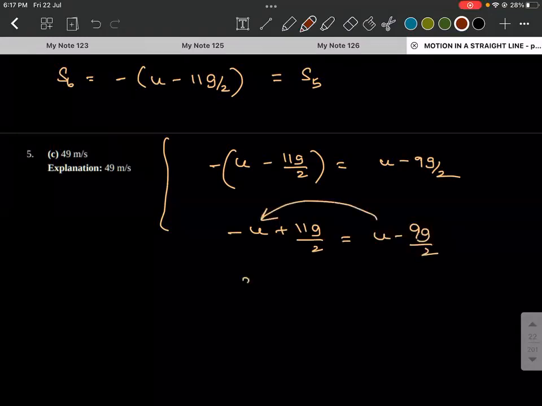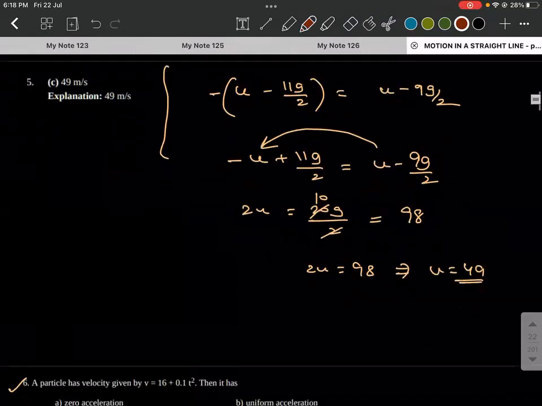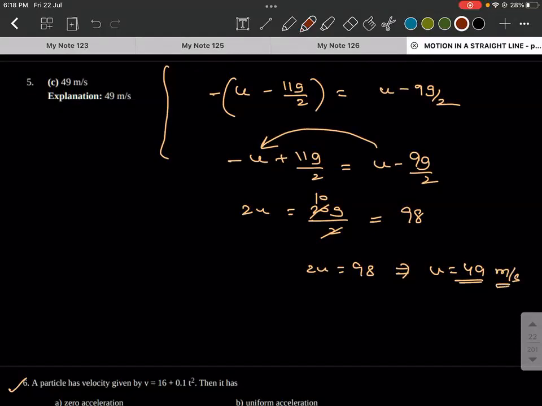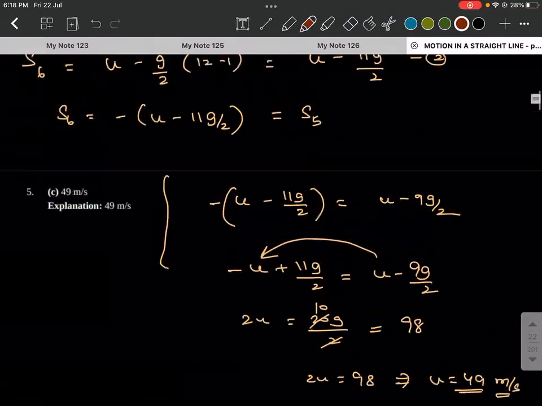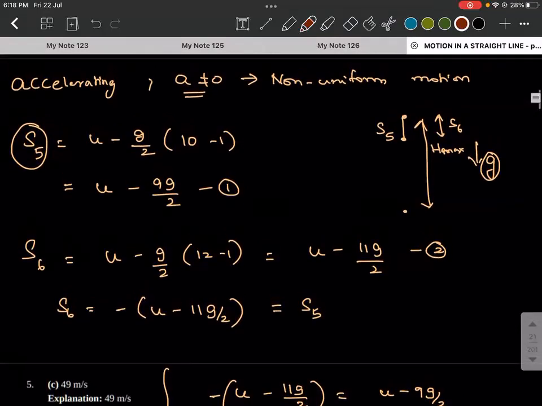So minus U plus 11G by 2 is equal to U minus 9G by 2. Rearranging the equation, 2U is equal to 20 times G by 2, it will be 10. So 10 into G is 9.8, so 10 into 9.8 is 98. So 2U should be equal to 98, which implies U is equal to 14. So what we wrote is right, except the fact I didn't connect to that logic. Is this clear? Make a note of this.